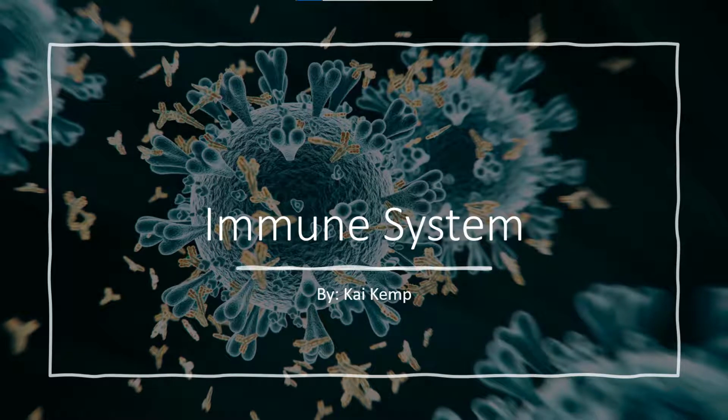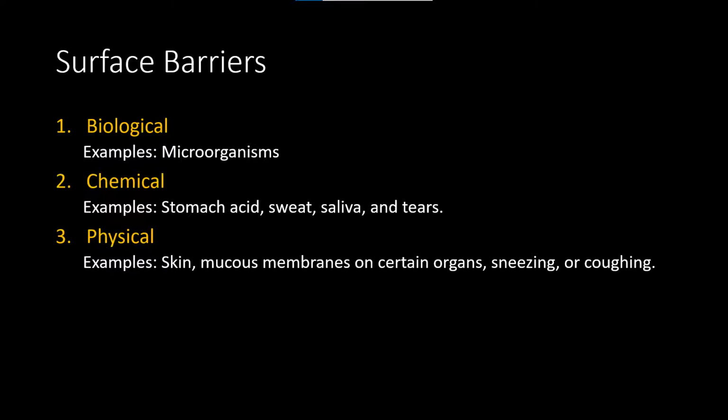Hello class, today I will be teaching you about the immune system. The first layers of defense in the immune system are the surface barriers. The three barriers are biological, chemical, and physical.